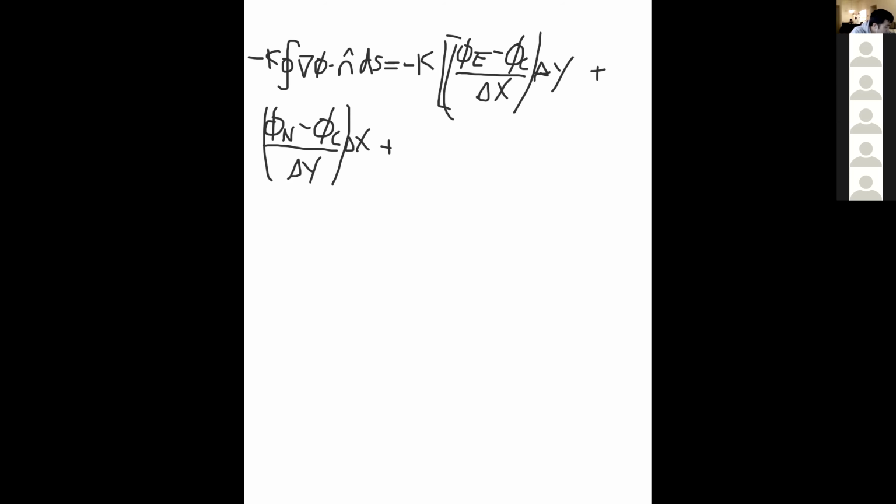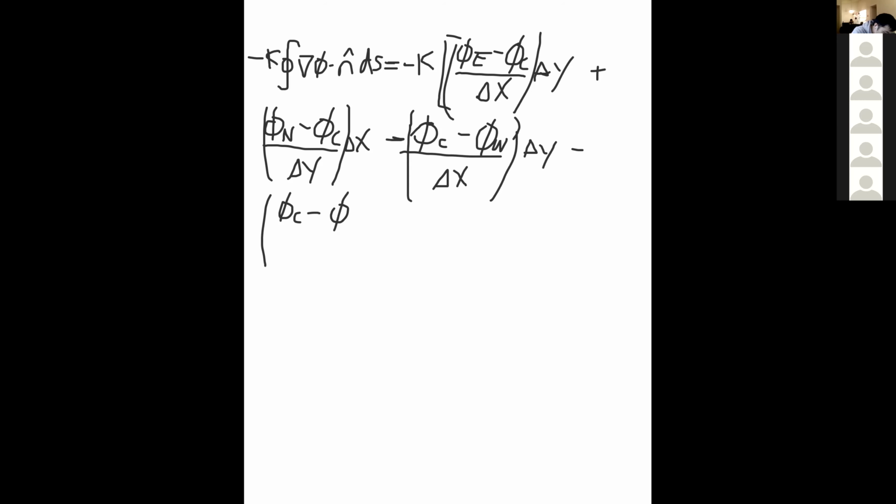Plus, now we have the derivative on the west face, which is actually, we did a minus out here. Minus. So we have a minus phi c minus phi w all over delta x multiplied by delta y. And then finally, we have the derivative on the south face. So we have phi c minus phi s all over delta y, because it was a y derivative. And then multiplied by delta x, which comes again from the trapezoidal rule of integration.